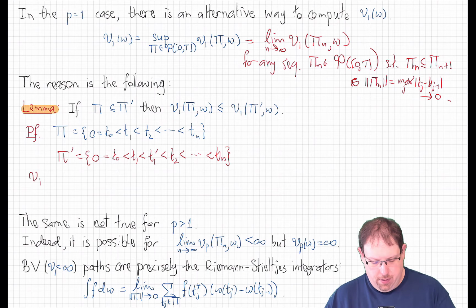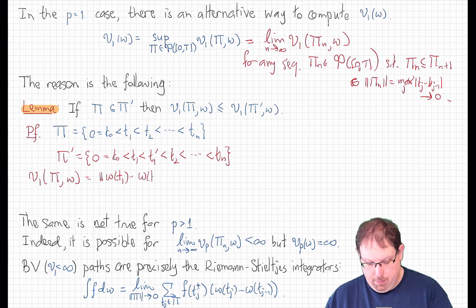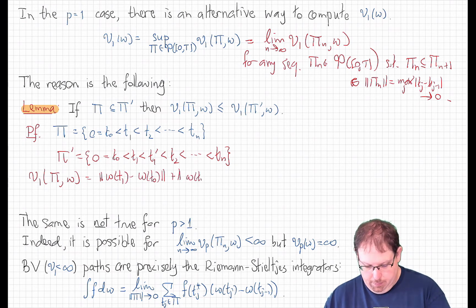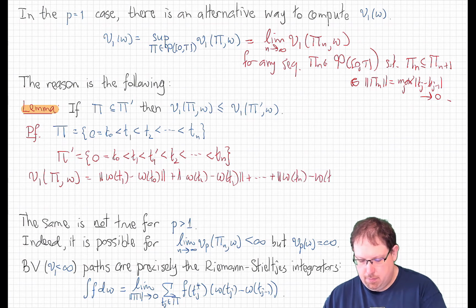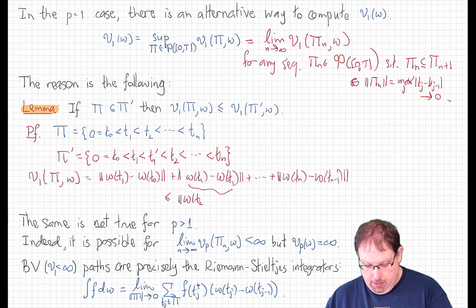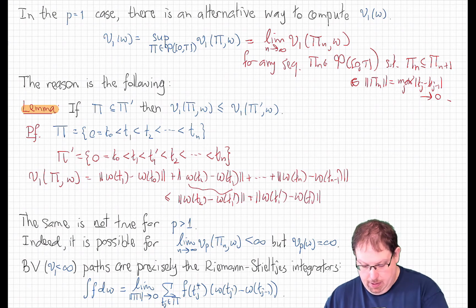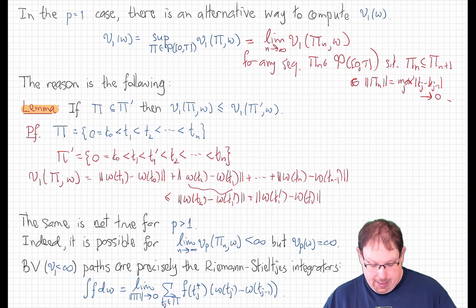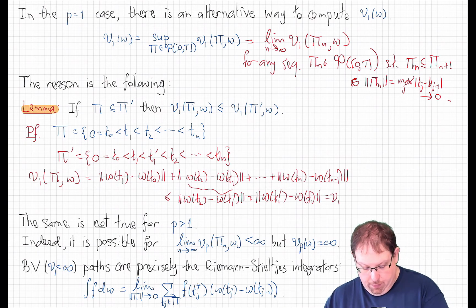Then we can just compute that the one variation of the path along the partition pi, well, let's write it out. That's the sum of the increments in norm. And now we just note from the triangle inequality for the norm that this term here is less than or equal to the increment from t2 down to t1 prime plus the increment from t1 prime down to t1. And the sum of all of those terms plus this one, that's exactly the definition of the one variation along pi prime.